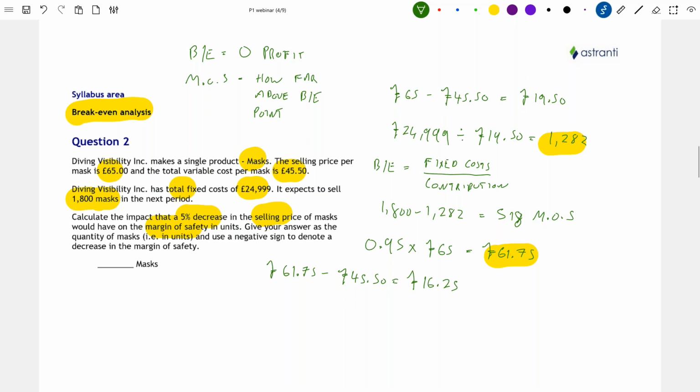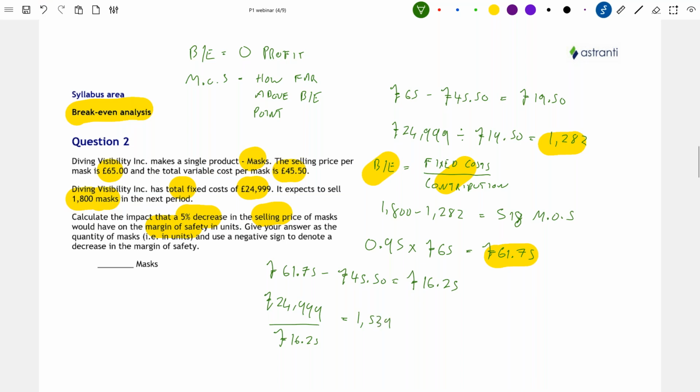£16.25. So now we just have to repeat our break-even calculation. So £24,999 divided by £16.25 gives us a new break-even point of 1,539 units.